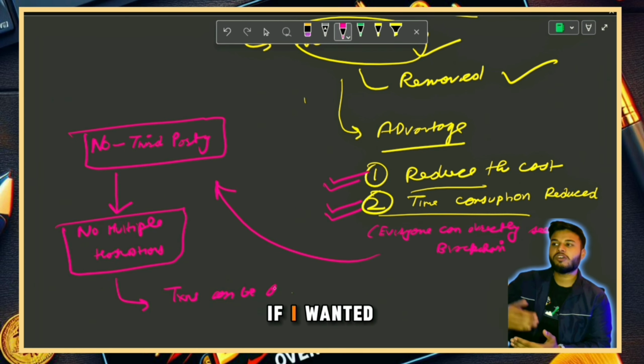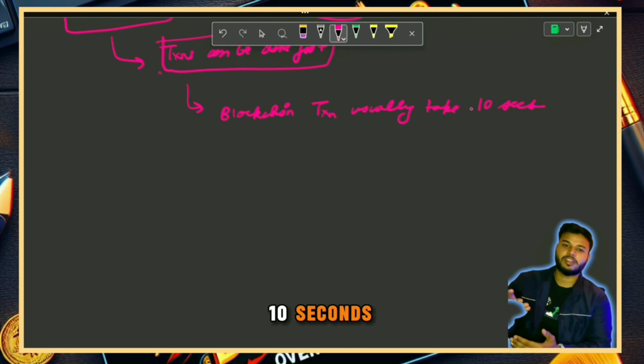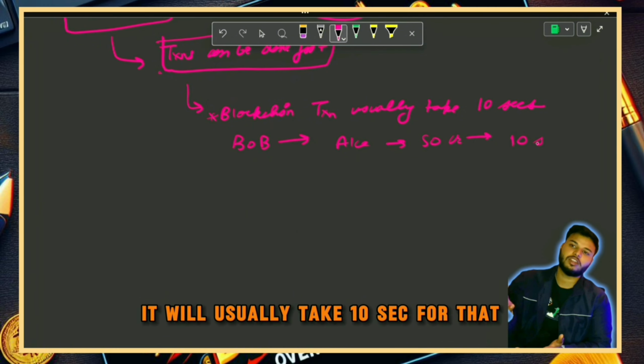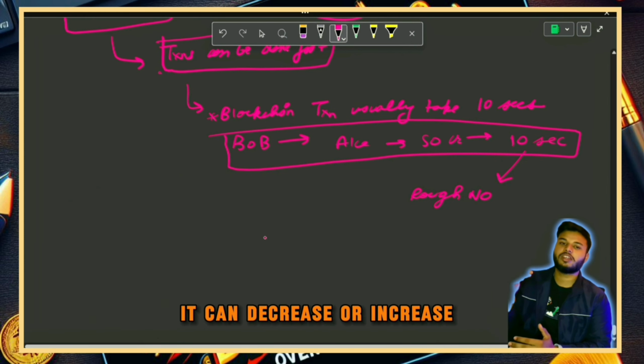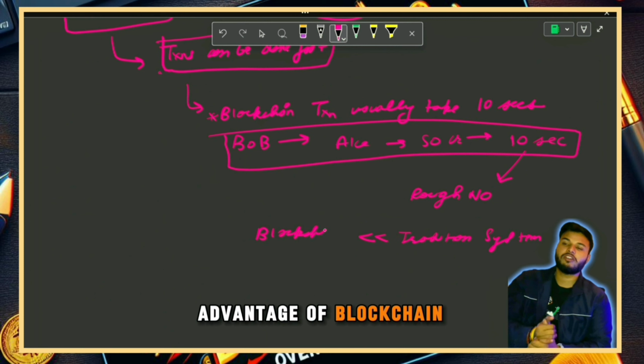For example, a blockchain transaction usually takes 10 seconds. So let's say Bob wants to transfer 50 crore to Alice, it will usually take 10 seconds for that. I'm just giving you a rough number. It can decrease or increase, but it will be very, very less than the traditional system. So this is the advantage of blockchain.